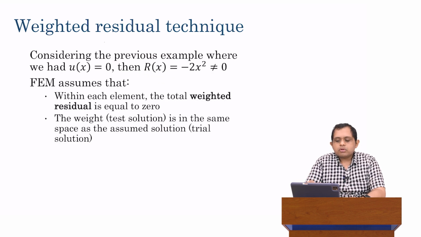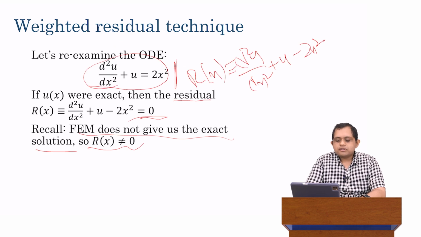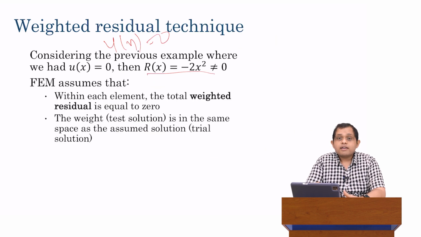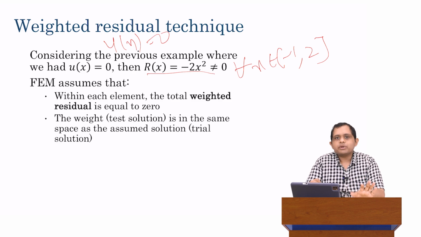If you look at the previous problem, we had an approximate solution u of x equal to 0. If you plug that into this form over here, you get d square over dx square of 0 plus 0 minus 2x square. So we get the residual of minus 2x square, which clearly is not 0 for all x inside the domain. So you can clearly see that for this solution, we should not have even expected a good solution because we are carrying a fairly large error, which is this minus 2x square. So then what do we do to get a better solution? Obviously, we'd like a better solution. How can we get one?